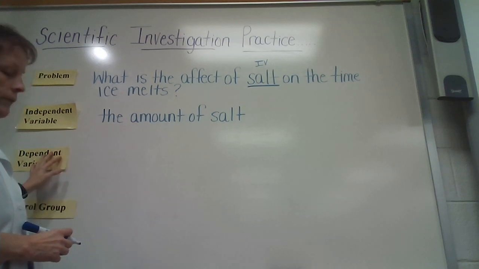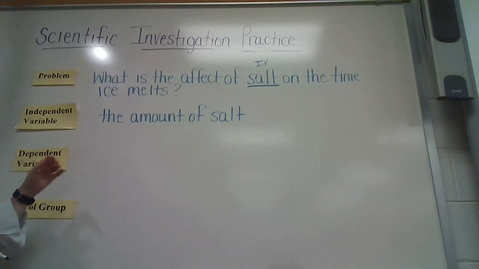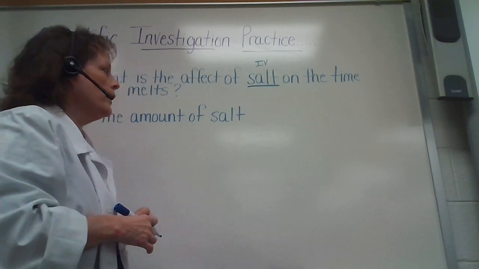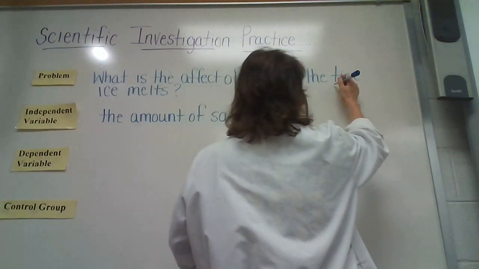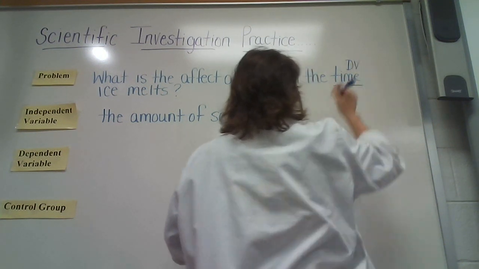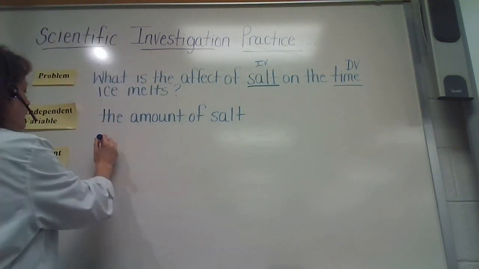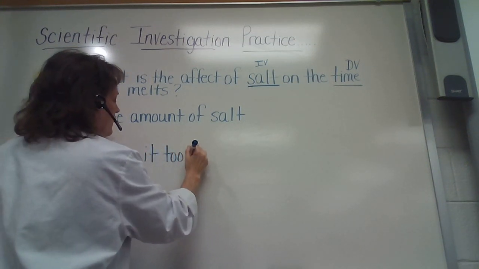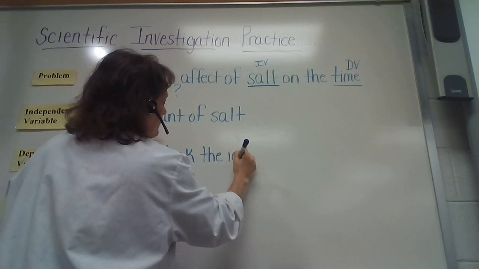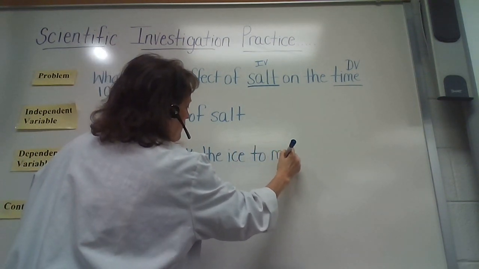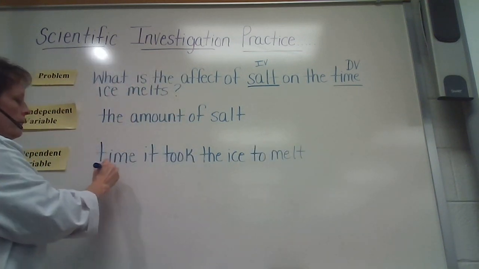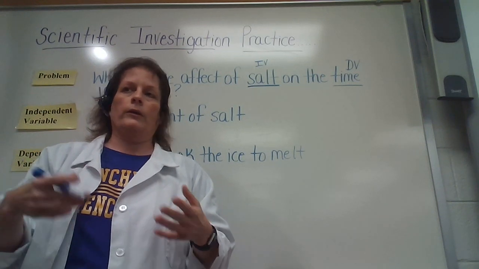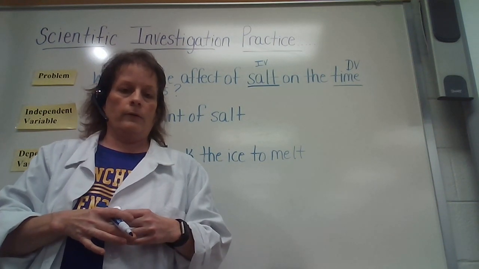Okay? Dependent variable is what you are waiting to see what happens in the experiment. It's going to be what you're measuring at the end. And in this case, we had the stopwatch going. So our dependent variable was the time it took the ice to melt. Okay? And if we were doing this experiment for real, I would have told you make sure you record it in seconds or minutes so everybody was consistent with their units.